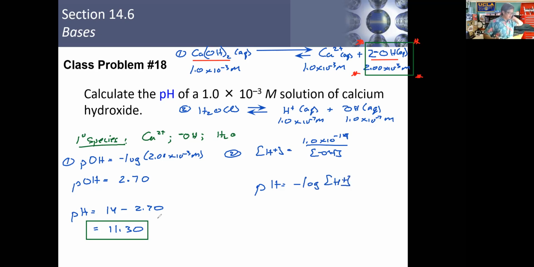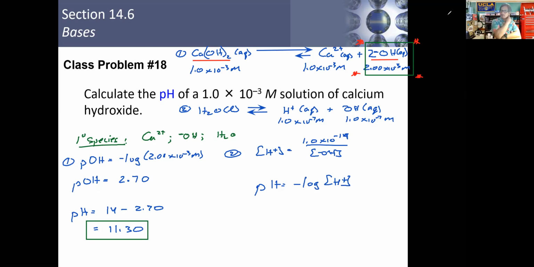Okay, so two different ways you can go about solving for this one. Completely up to you how you want to do this. All right, very good. So that's with a strong base. Solving equilibrium problems involving strong bases is pretty straightforward, not that difficult. I hope you'll be able to work through this.